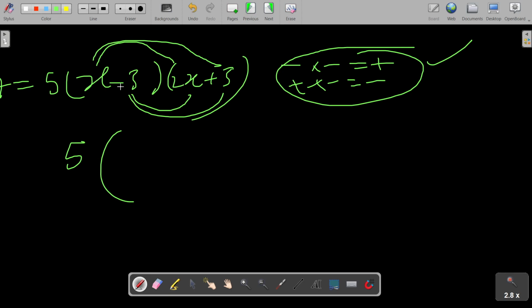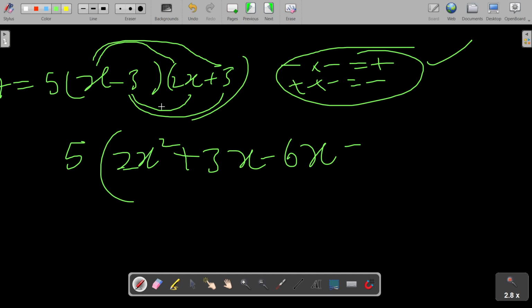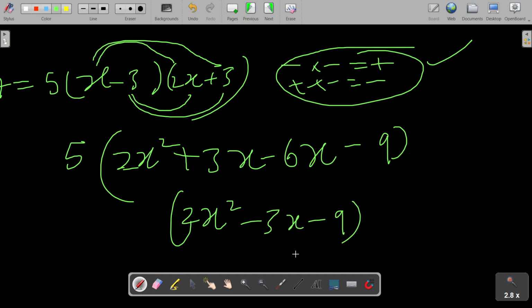So I get x into 2x, which is 2x squared, and 3 into x. By doing this, I get 3 into 2 is 6, and plus into minus is minus, so minus 6x, and minus into plus is minus. So 3 into 3 is 9, so this becomes negative 9. And right here, this is 2x squared minus 3 minus 6 is minus 3x minus 9.